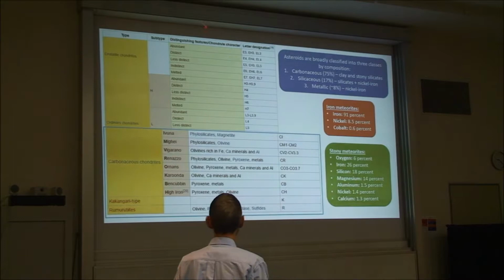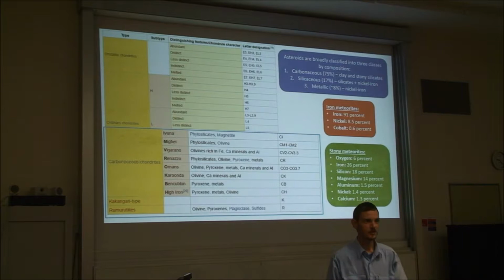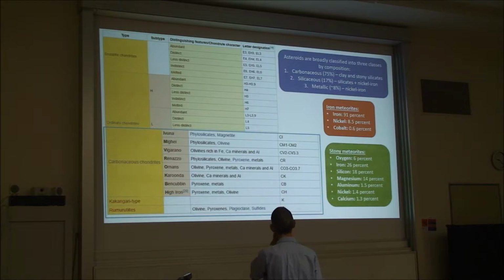Obviously, geologists have been involved with all the names that are here. But essentially we can break them down into three different classes by composition. There's the carbonaceous. 75% of asteroids are carbonaceous, comprised primarily of clay and stony silicates. Silicaceous, 17% silicates, and then we have nickel iron metallic asteroids as well that are around 8%, and then there's some other stuff floating around out there as well.